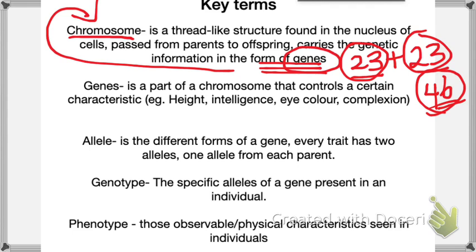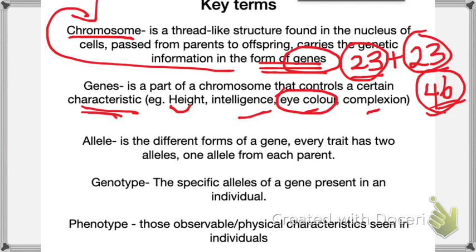So what are genes now? Like I've said, a gene is a part of a chromosome, and that part basically controls different characteristics such as your height, intelligence, eye color, complexion, etc. For certain characteristics, like for example eye color, multiple genes located at different parts of different chromosomes actually allow for that determination.